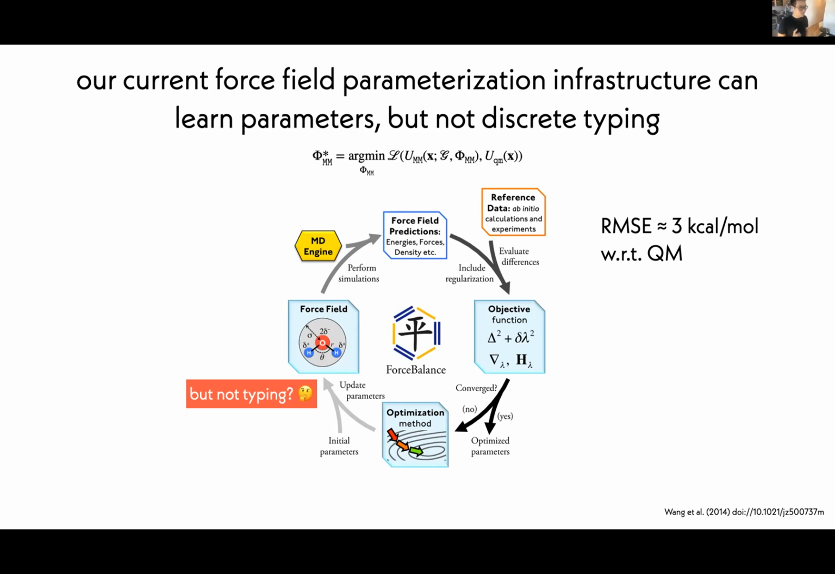However, there is one little thing here. You need to start with an initial set of parameters. And whenever you optimize, you only optimize the parameters, up to the assignment of parameters to the atoms. So what this kind of scheme is not optimizing is what we call atom typing.